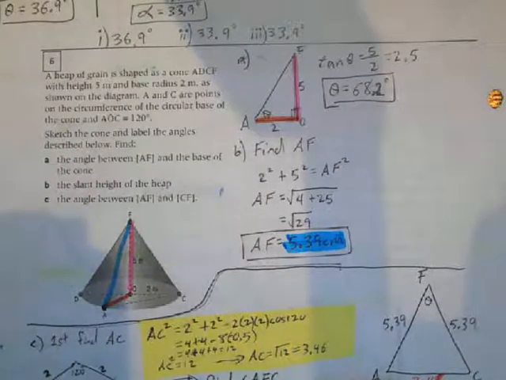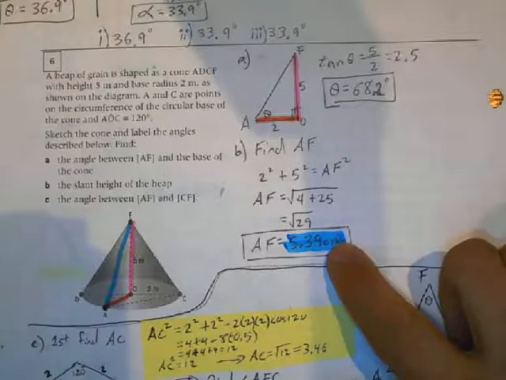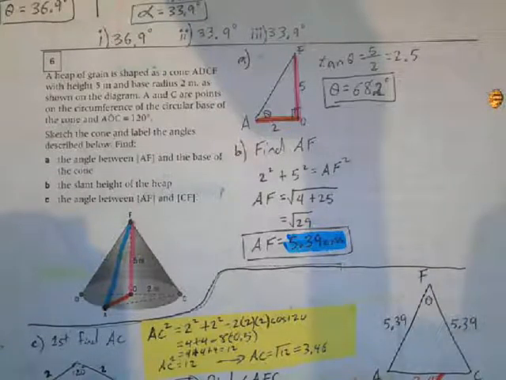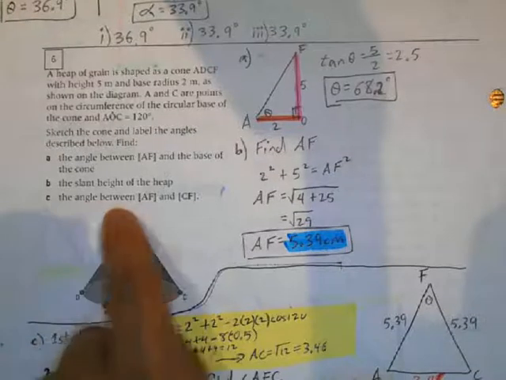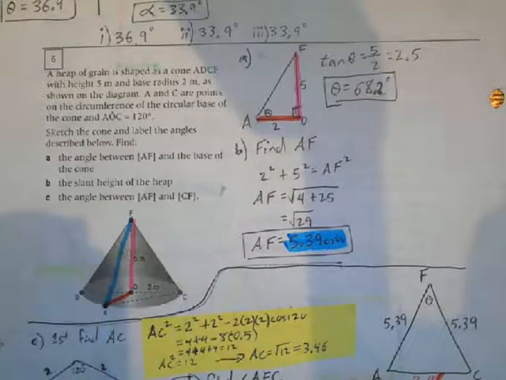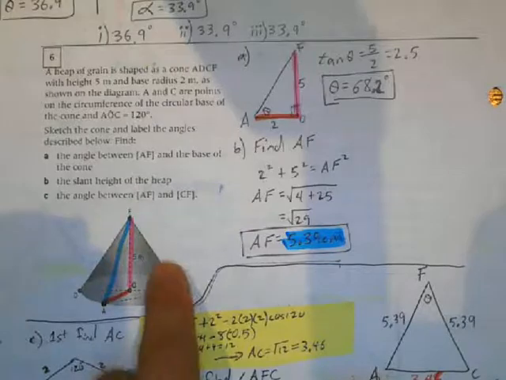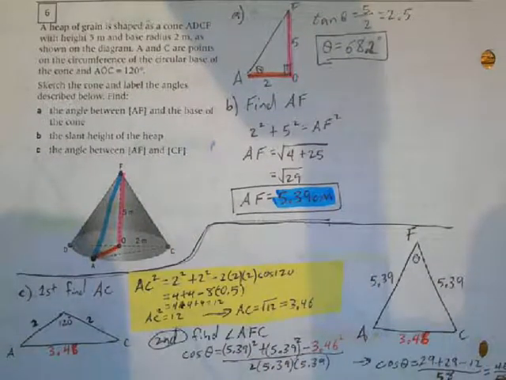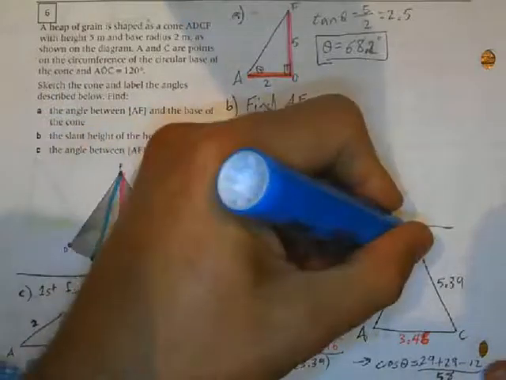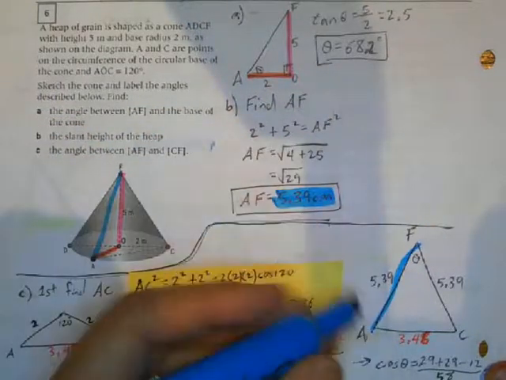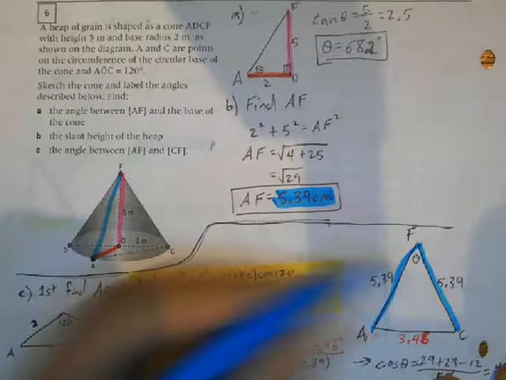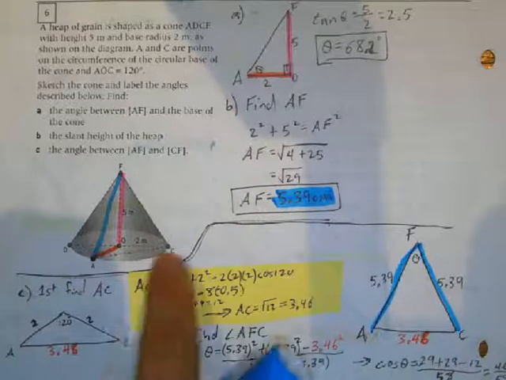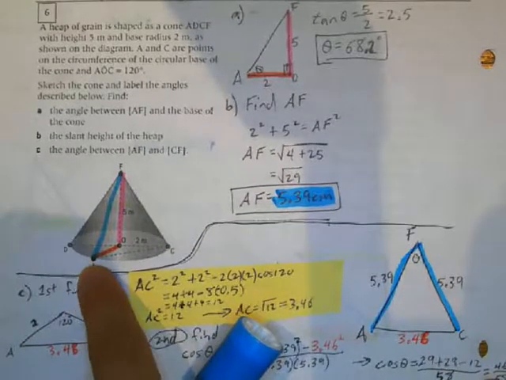And I'm going to use this value here in part C. So we want to find the angle between AF and CF. So this is the triangle that I'm going to be using. AF we know is 5.39. AC we know is 5.39. And I need to figure out the side AC.